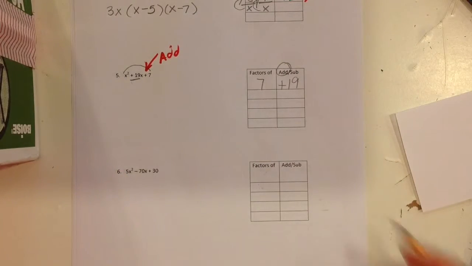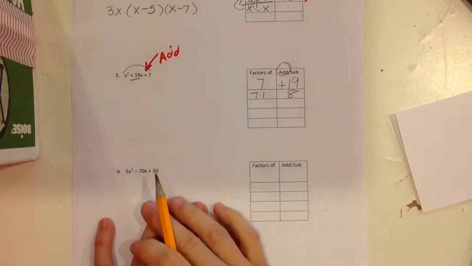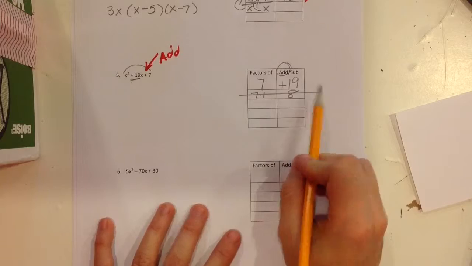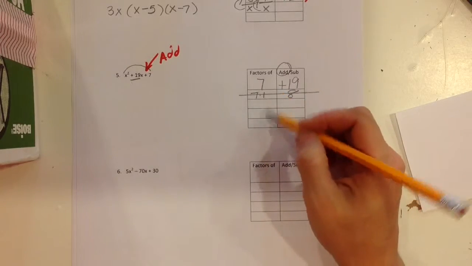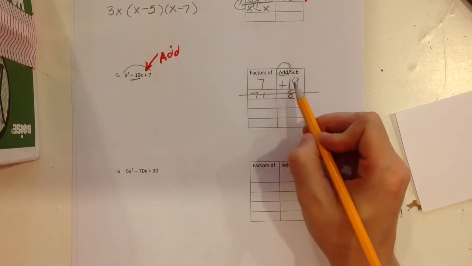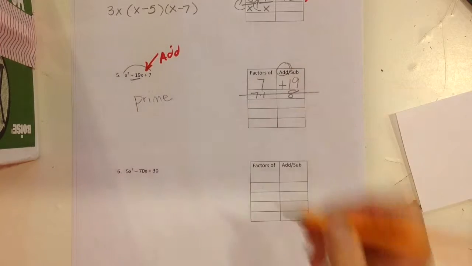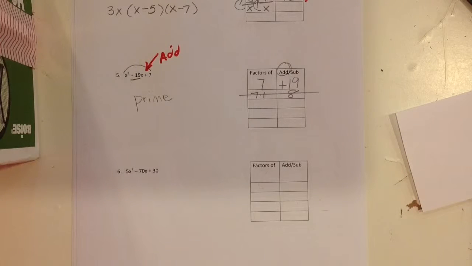The only factors of 7 are 7 and 1. And I'm going to add and I'm going to get an 8. And that doesn't work. Since I have no more factors to choose from, and I'm never going to add factors of 7 to get a positive 19, this is what we consider a prime polynomial. And it is only prime when you cannot have any factors to add or subtract to get that middle term. Okay, so this will be your answer, and that's as far as we can go on that example.